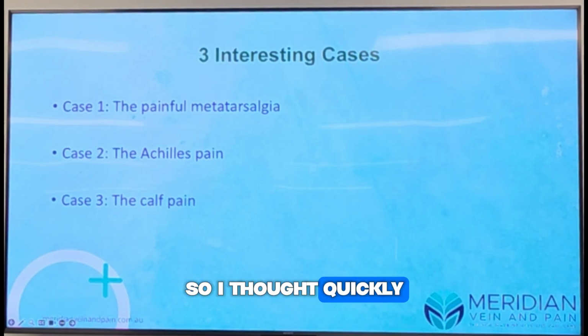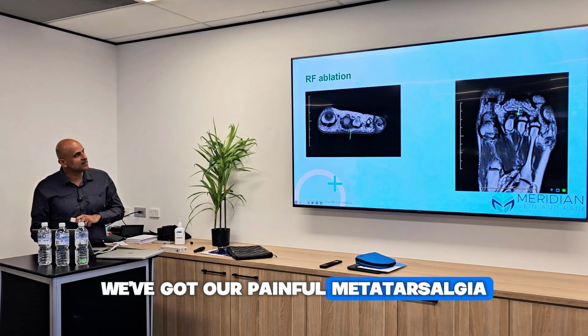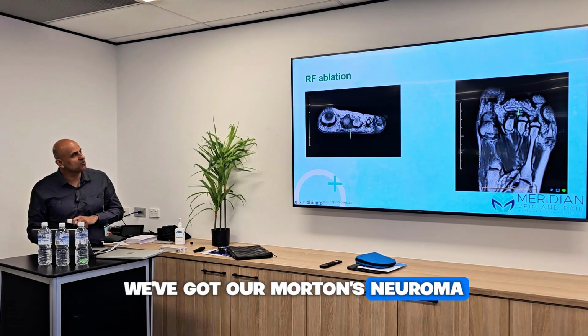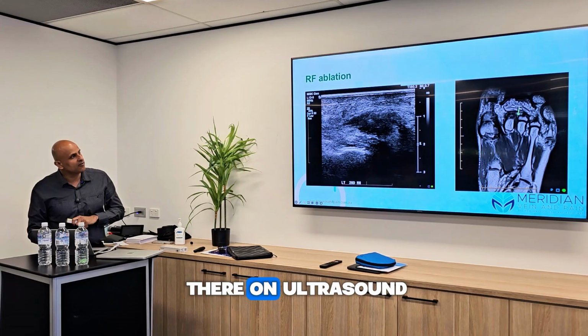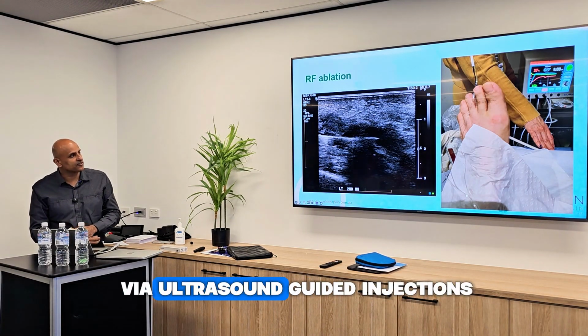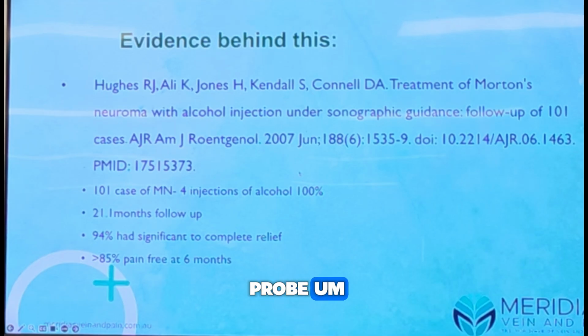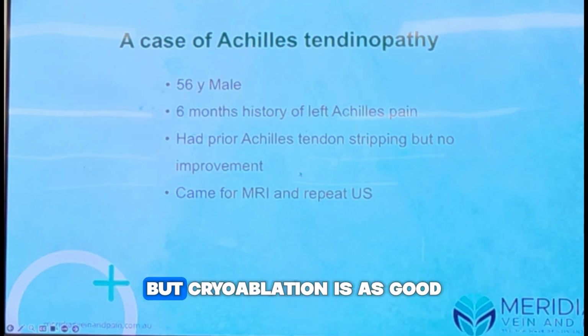So I thought quickly I'll talk to you about 3 interesting cases. We've got our painful metatarsalgia, we've got our Morton's neuroma. We can see it there on ultrasound, and we do it via ultrasound-guided injections. So there's our RF probe, but cryoablation is as good.